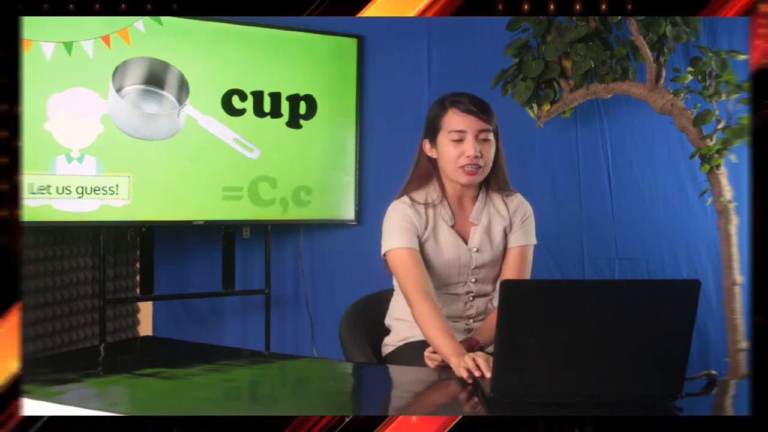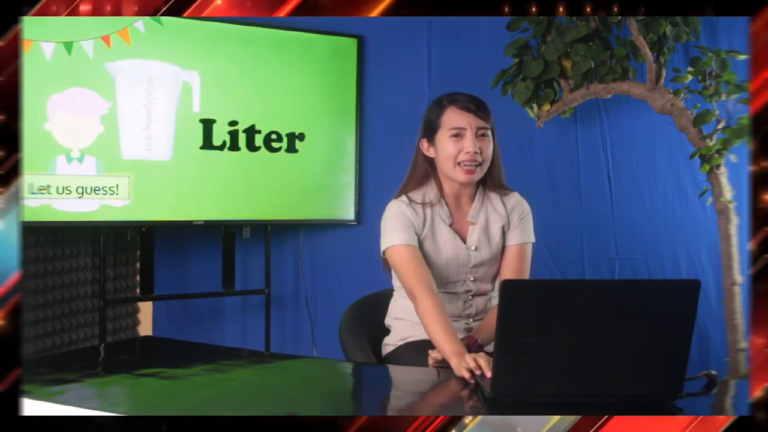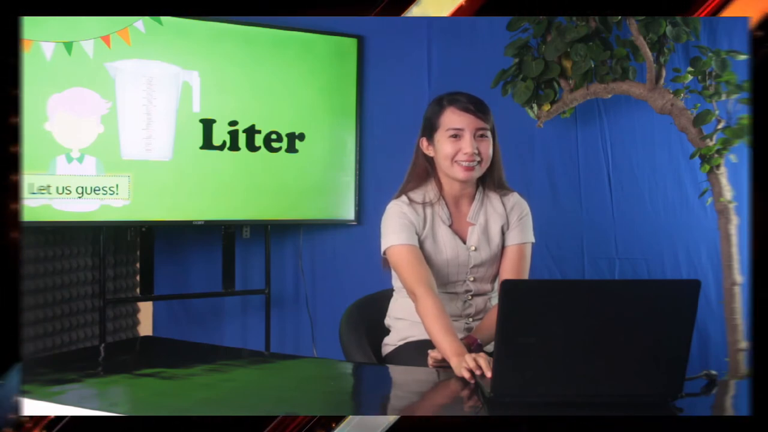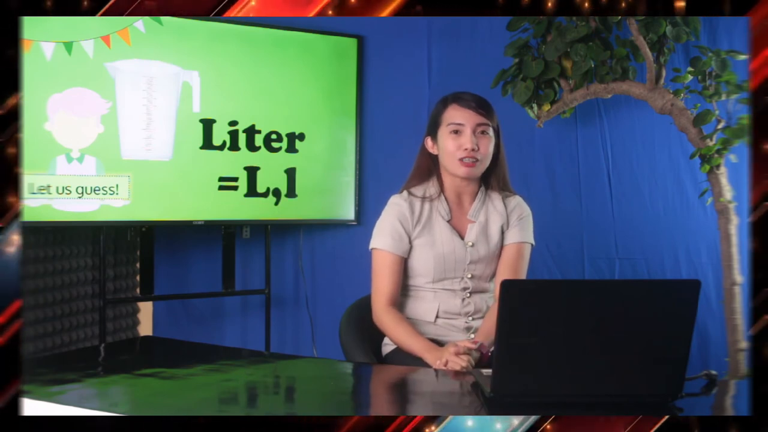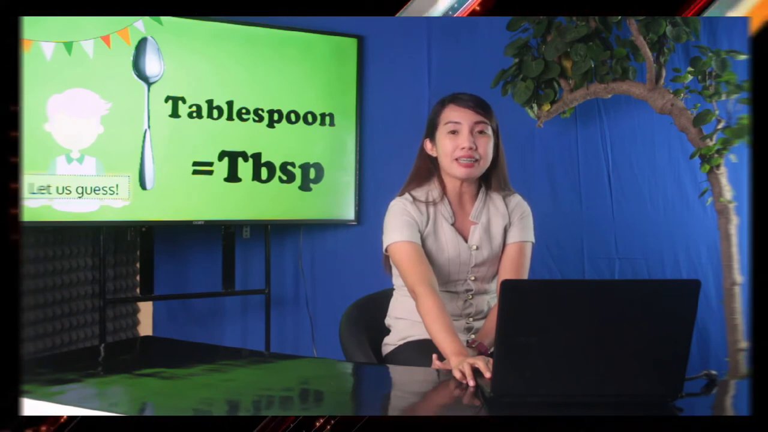For cup, the abbreviation is capital C or small letter c. Next, liter. What again is the abbreviation for liter? Okay, liter is capital L or small letter l. Next, we have milliliter. For milliliter, that is ml. For tablespoon, we have, okay, TBSP, tablespoon. Next, teaspoon or TSP. So those are the correct abbreviations of the words that I have read or you have seen.